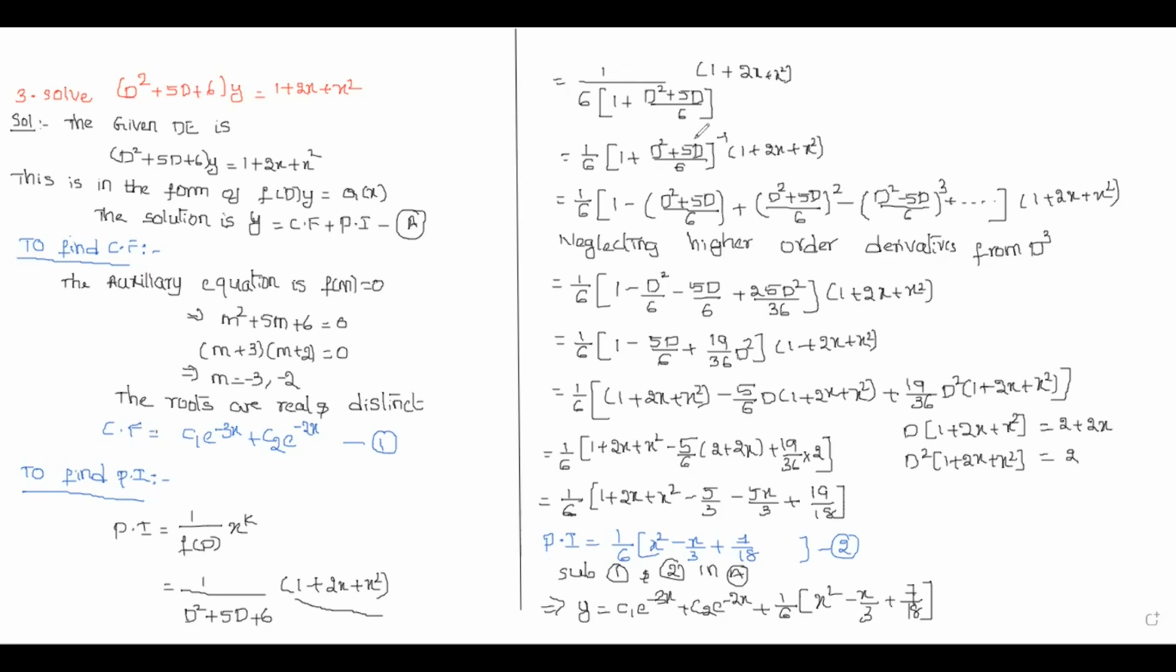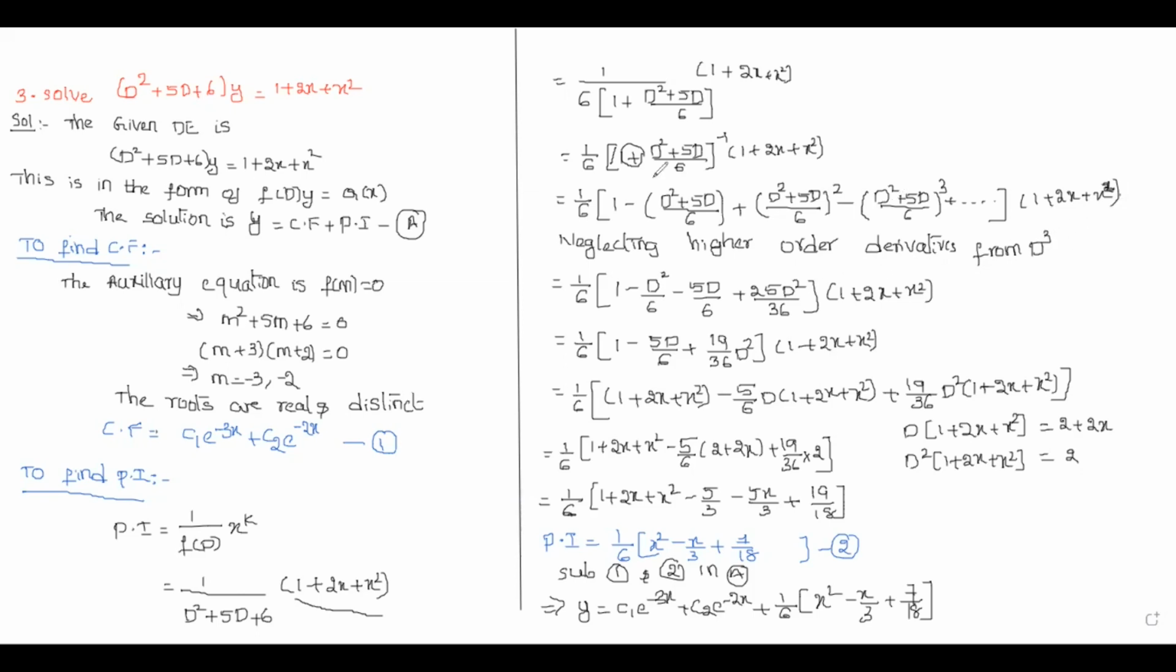So using the binomial expansion, since it is plus inside and minus outside, alternate plus minus will be obtained. So it is 1 minus (D square plus 5D) by 6 plus ((D square plus 5D) by 6) whole square minus ((D square plus 5D) by 6) whole cube plus and so on, into 1 plus 2x plus x square. So after expanding, neglecting higher order derivatives from D cube, since in the case of polynomials, we have to observe the highest power of x. So the highest power of x is x square. So up to D square only expansion term should be there.